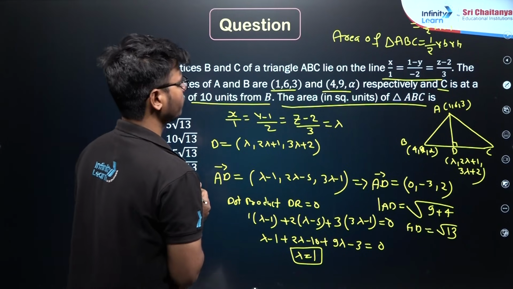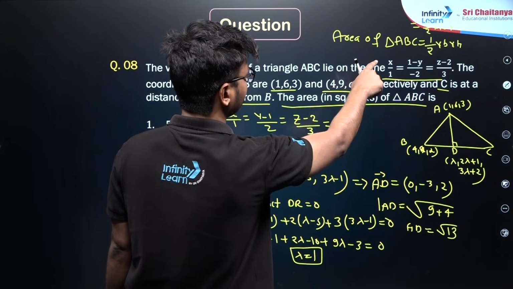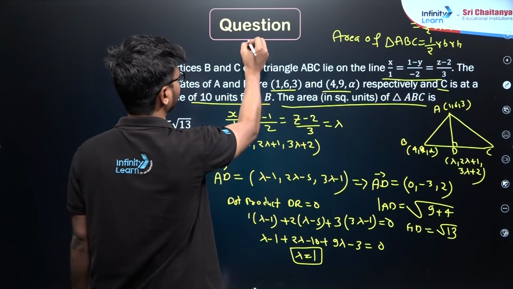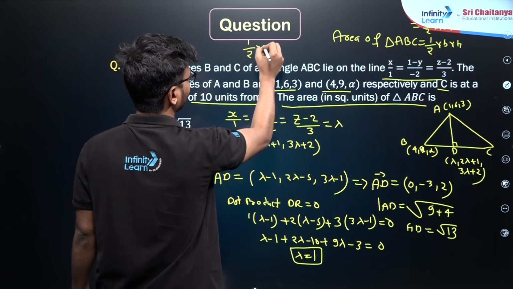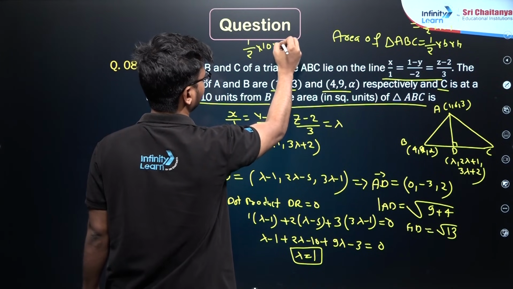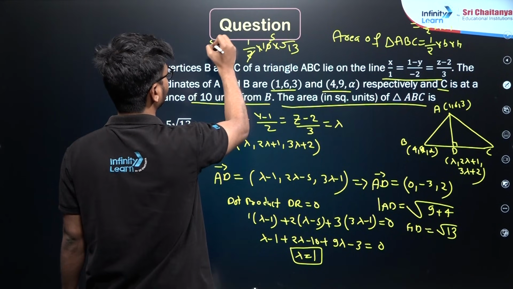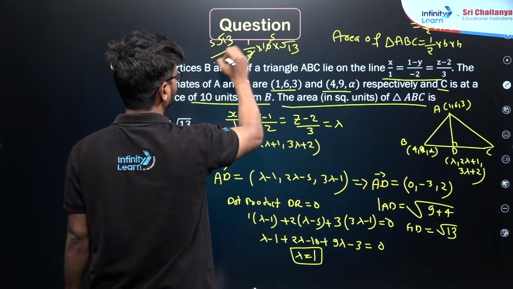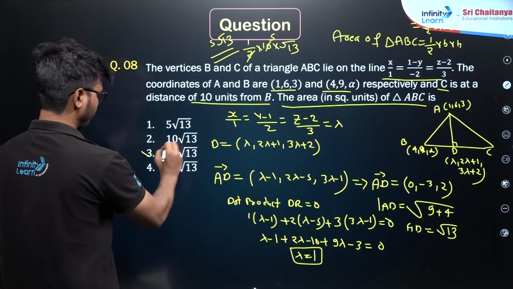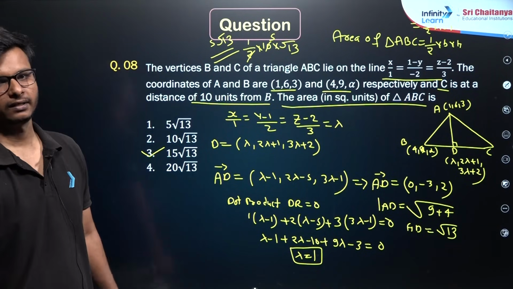Now if you observe, area of a triangle is half into base into height. So I can write half multiplied by base, which is given as 5, and height we got as under root 13. 2 ones are 2, 2 5s are, so we are getting 5 times under root 13. So if you observe, option 3, 1 is going to be our answer.